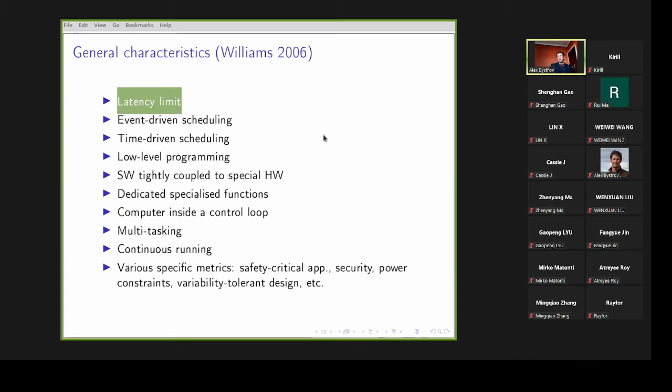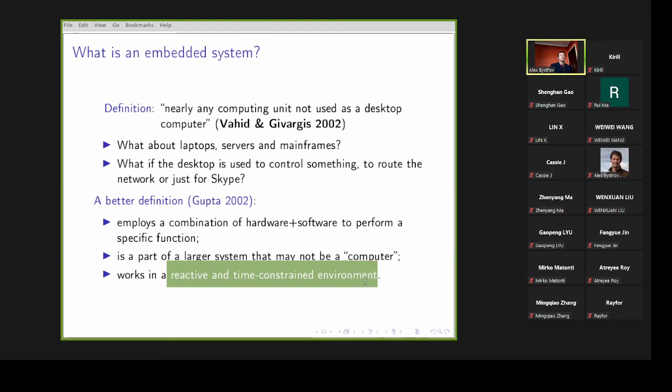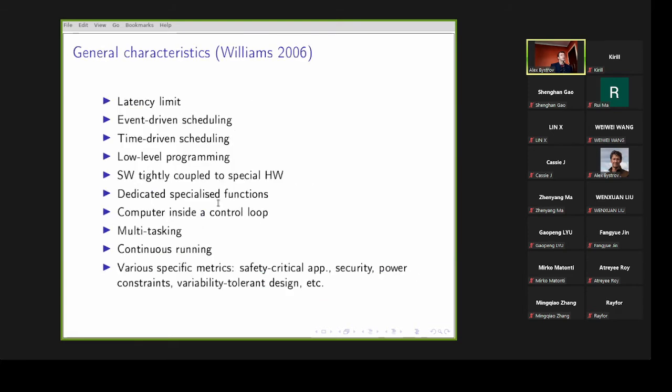So here we are talking about the response time. Why response time? Response time is crucial for protocols. It's all about what we were talking about before, a reactive and time-constrained environment. So they have a latency limit.